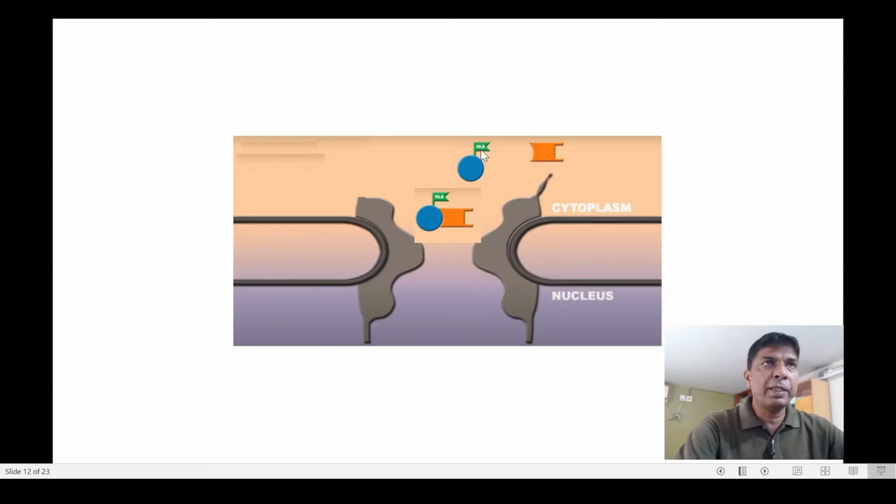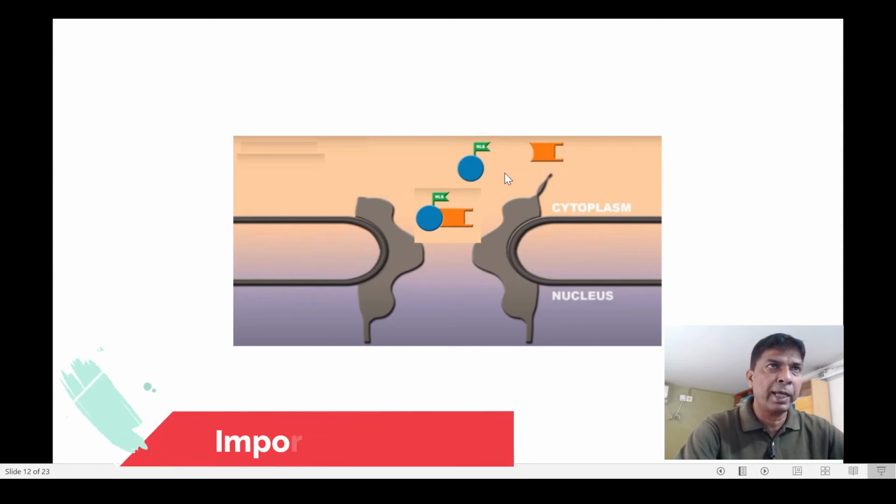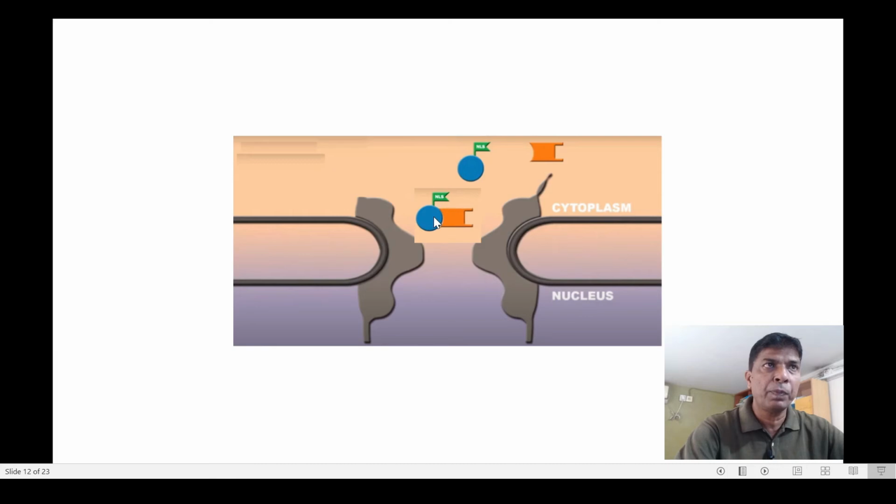Now what happens, this nuclear localization signal or NLS allows the protein cargo to be attached with importin. Here, this is known as the importin. This is actually rich in arginine and lysine, and here you can see there is an attachment between the protein cargo and the importin, and it is now taking the protein cargo inside the nucleus.